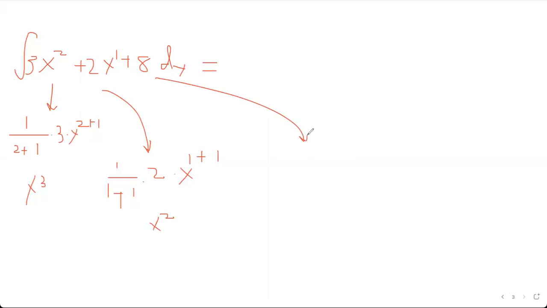And then the final part is you take the 8. It's technically x to the power of 0, so you go 1 over 0 plus 1 times 8 times x to the power of, it used to be x to the power of 0, so you add a 1 to that. And you get 1 over 1, which is just 1, times 8. And then x to the power of 0 plus 1 is just x. So these are the three terms. And you have x to the power of 3 plus x to the power of 2 plus 8x, and then plus c. Never forget the plus c.